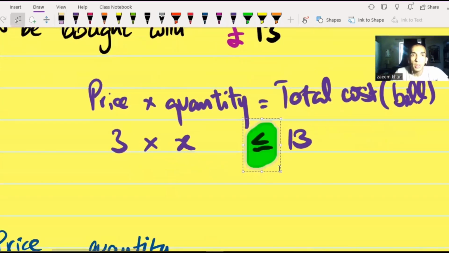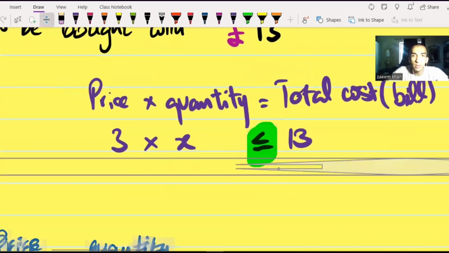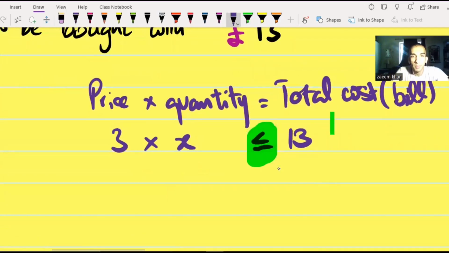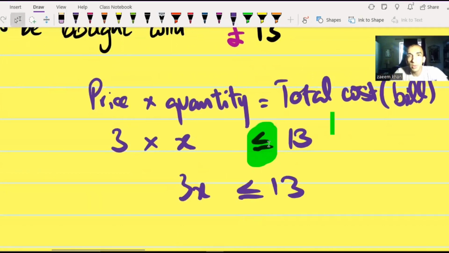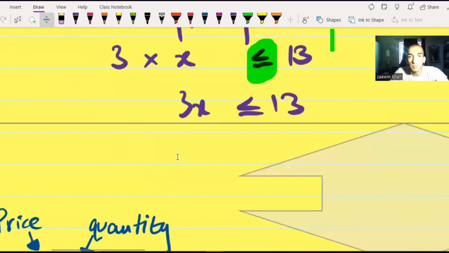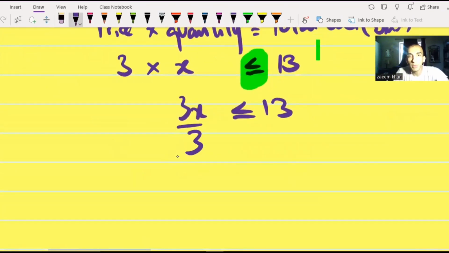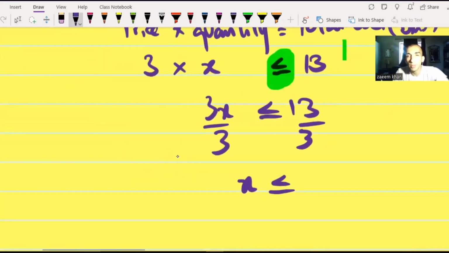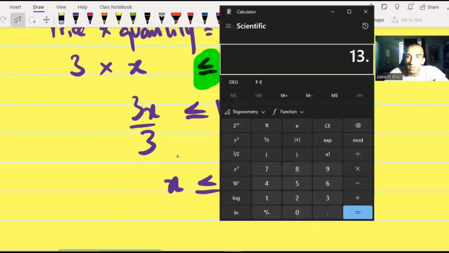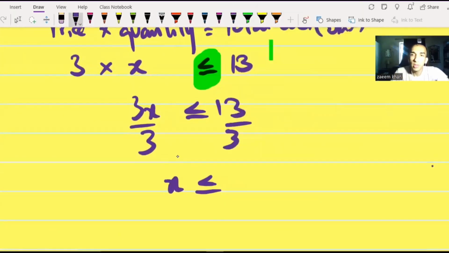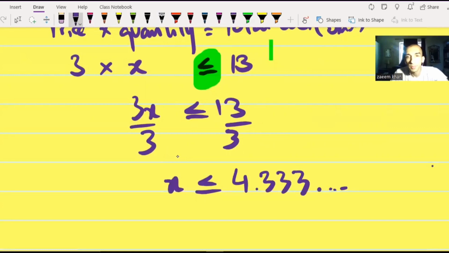Now 3 into x would give us 3x. And since we're supposed to stay below 13, remember, because that's the maximum amount of money that we have, how do we get rid of x? You divide it by 3. We divide it by 3 on both sides. We're left with x is less than or equals to 13 divided by 3. How much does 13 divided by 3 give us? 4.333, and it goes on. In fact, I'm putting it down over here.